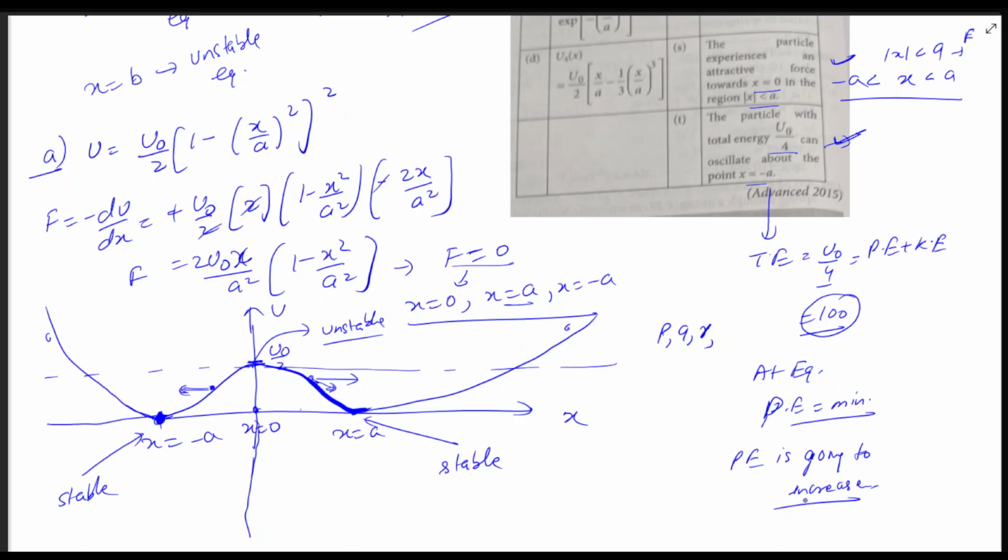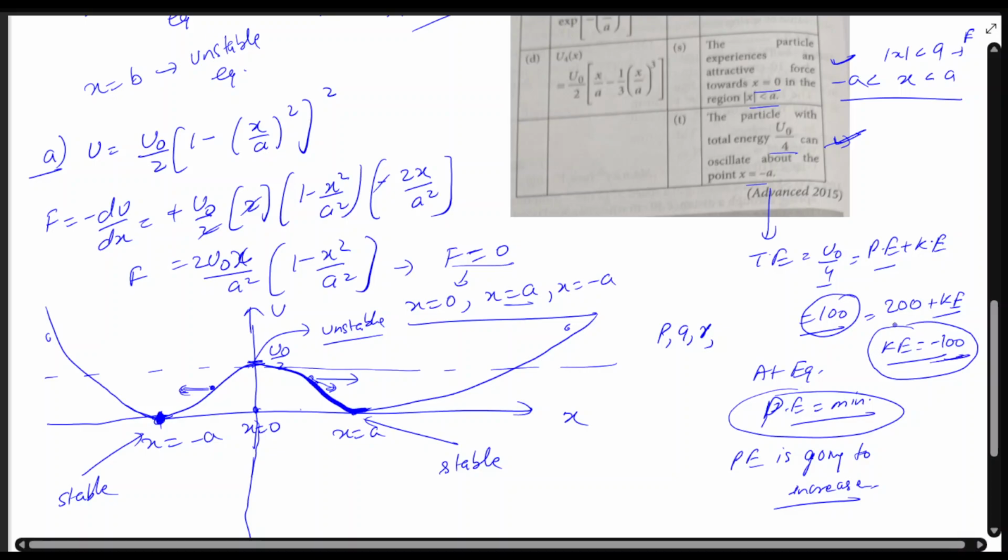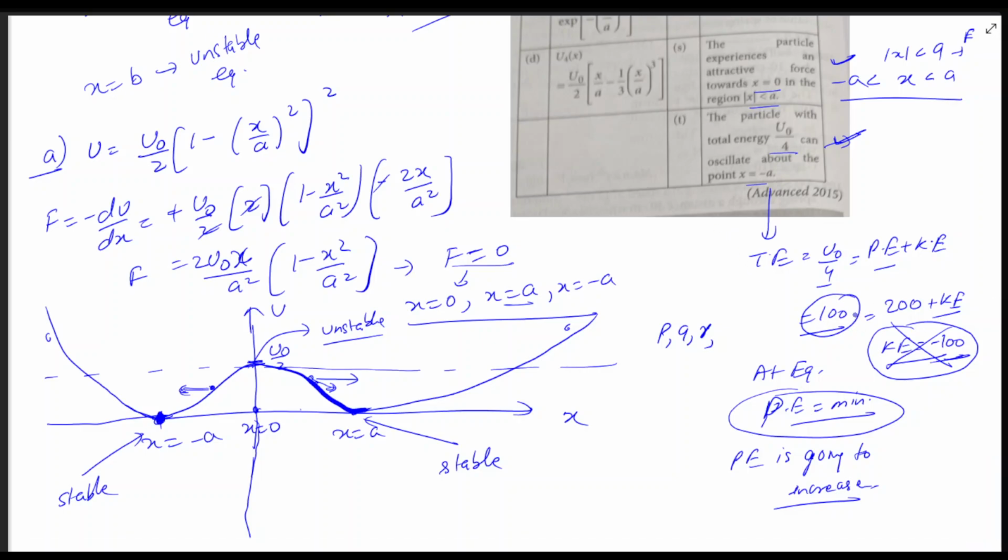Perfect. So if potential energy is going to increase, we just need to check where the potential energy is minimum. If the potential energy at that point becomes 200, let's say, then can we have any kinetic energy? Kinetic energy would be minus 100. Is kinetic energy of minus 100 possible? No. So the particle cannot oscillate about x equal to minus a if its total energy is U naught by 4, right? For other cases it will be fine, but this situation should not be like that.